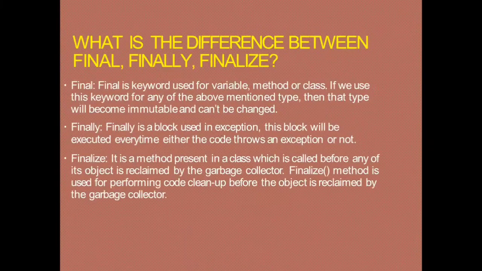Next question: what is the difference between final, finally, and finalize? Final is a keyword used for a variable, method, or class. If we use this keyword for any of the above mentioned types, then the type will become immutable and can't be changed.